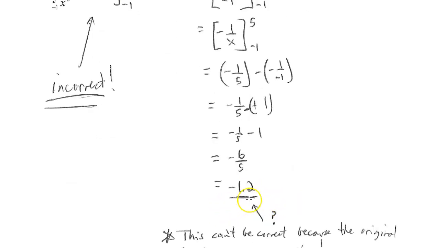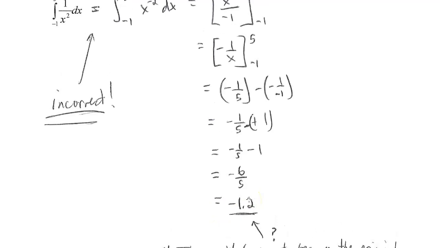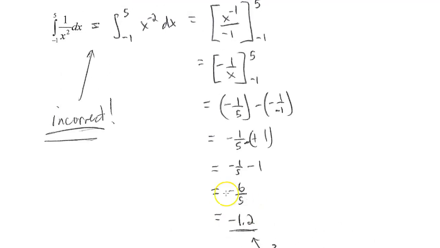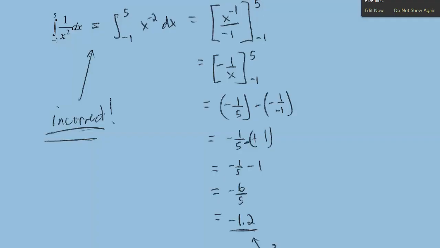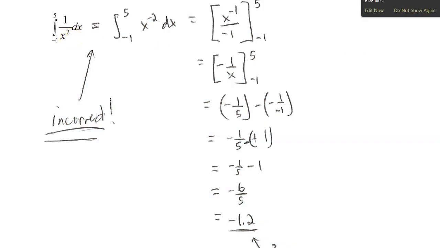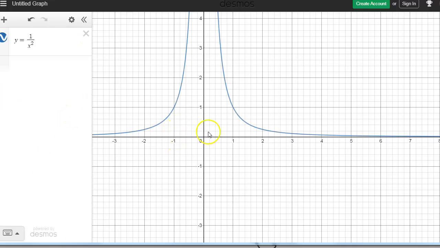Now, that answer can't possibly be correct. Negative 1.2. By the way, it doesn't look like we made any mistakes along here, right? But that can't possibly be correct. It's a negative number, right? Our answer should not be negative because we're integrating a non-negative function on this interval. So we shouldn't expect to get a negative answer.